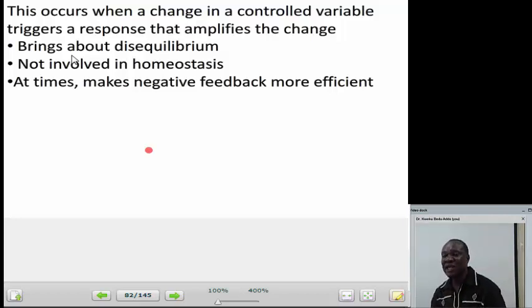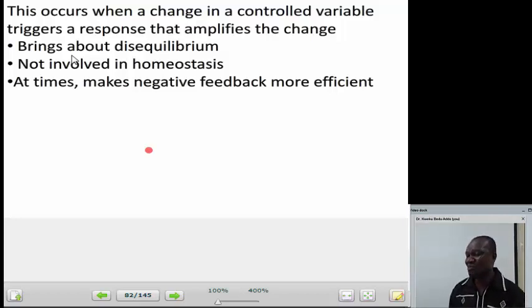And normally, positive feedback brings about disequilibrium. Even though, yes, it brings about disequilibrium, it doesn't play a direct role in homeostasis, but it's very relevant in some negative feedback processes, and it's important in some physiological processes, right? Positive feedback, a change in the control variable will reinforce the change.